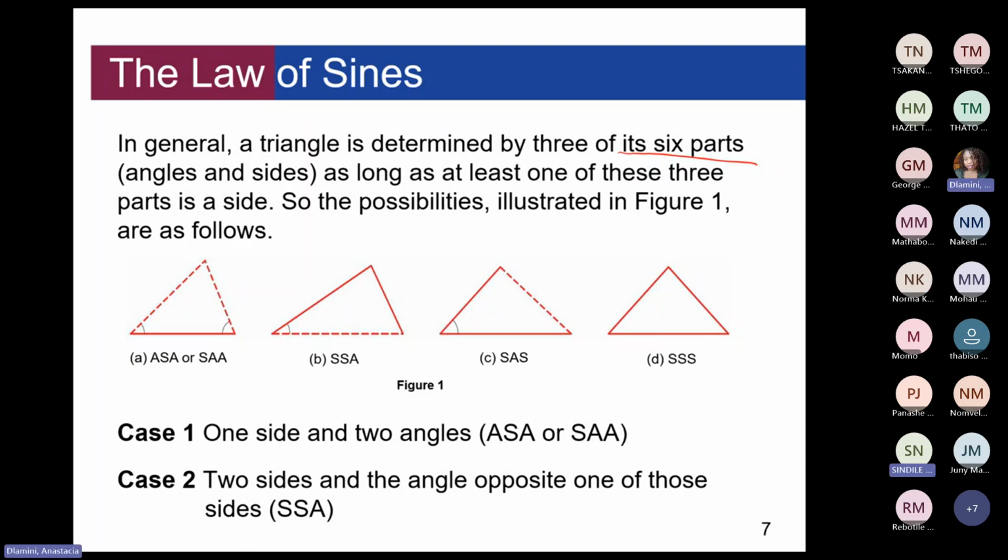Does it make sense? Yes, ma'am. So now, in general, a triangle, yes? Does it mean, let's say you have an angle and two sides, you can find the other missing information? Yes, that's what they're saying. Or you have a side, angle, side, or whatever.